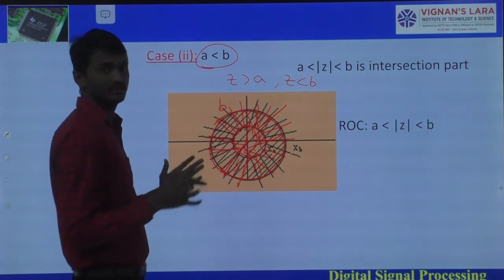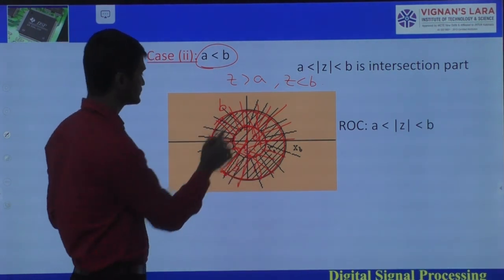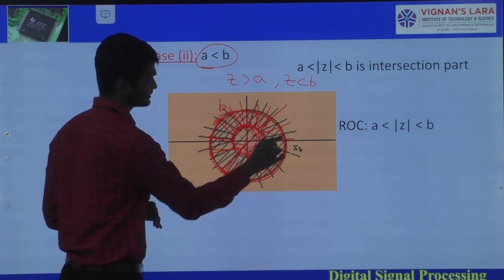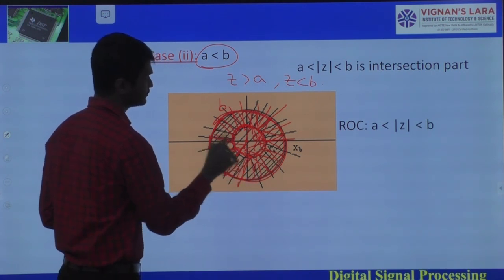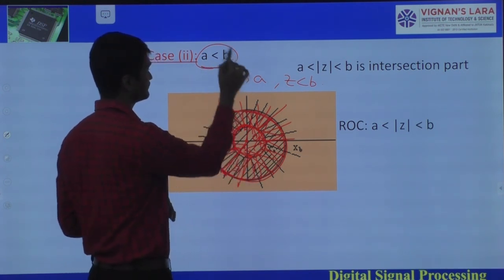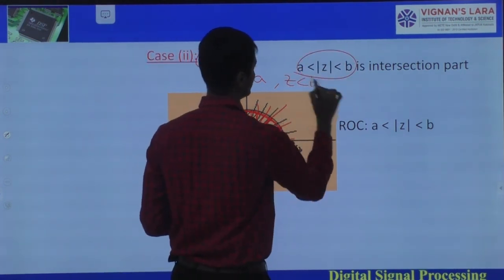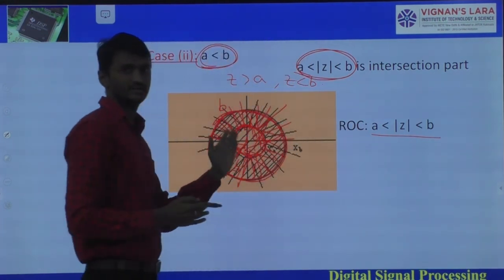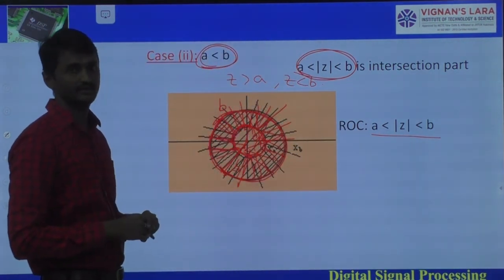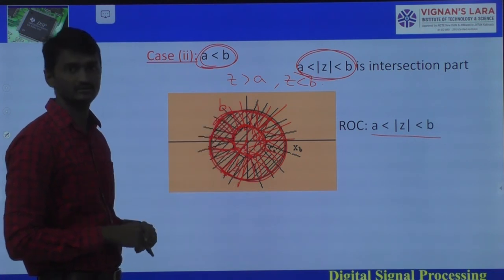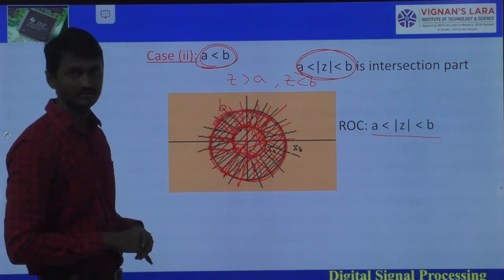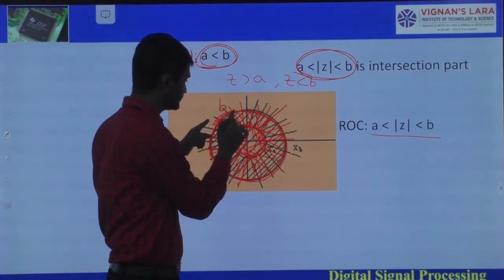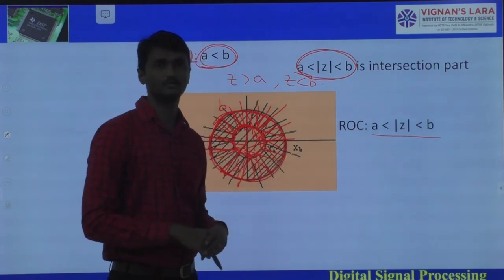What will be the intersection between these two? It is this region, the intersection region. So the ROC for this problem in the case of a less than b is this intersection region. That ROC is a less than mod z less than b, for the two-sided sequence. In the first case, a greater than b, there is no ROC. In the second case, a less than b, the ROC is the intersection of these two only, that is the annulus from a to b.